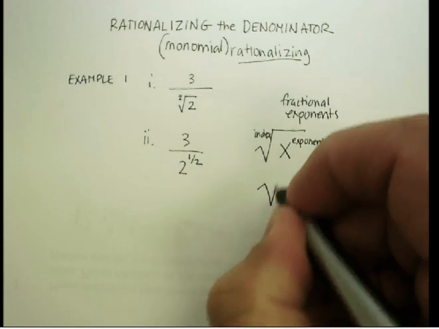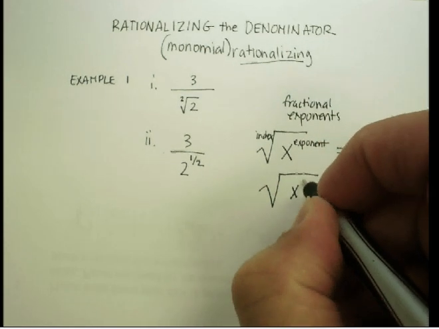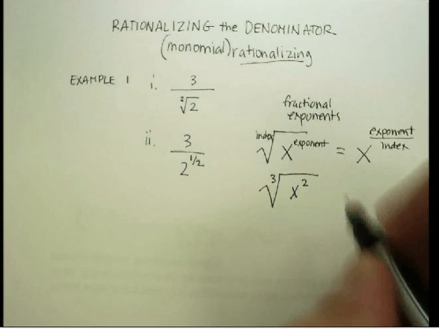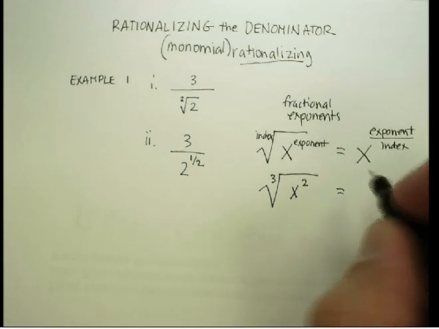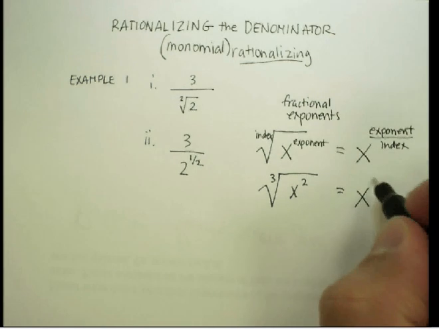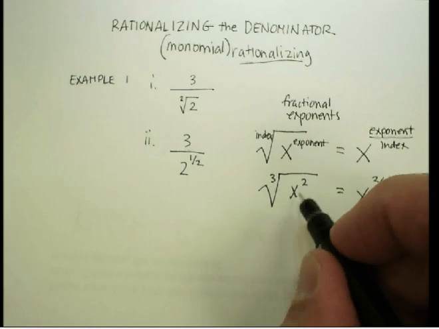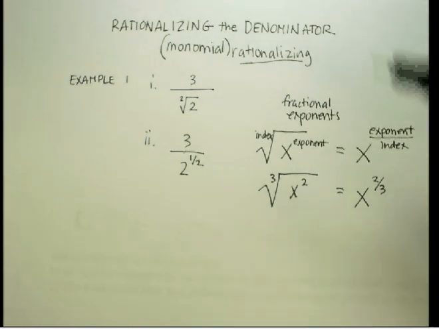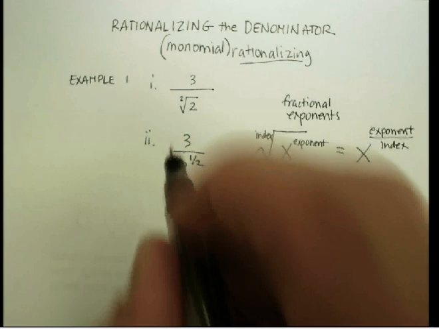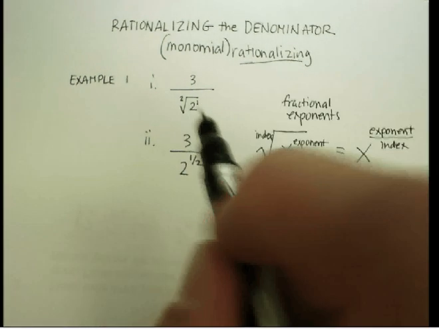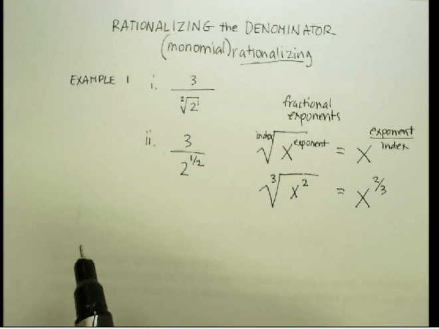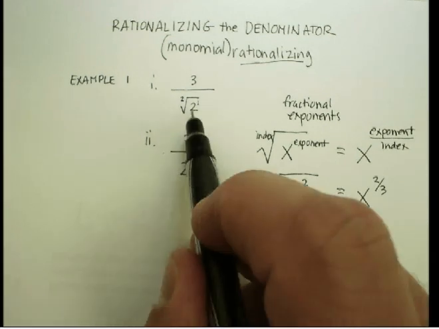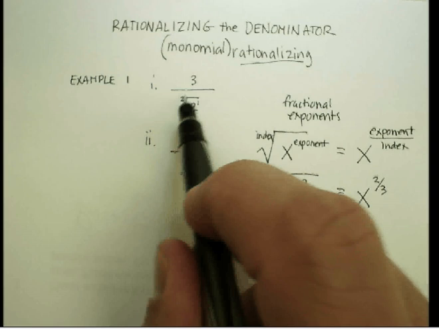So for example, I'm just putting this off to the side, let's say you had the cube root of x squared. To change that to a fractional exponent, you would say x to the exponent over the index. So you'd say the third root of x squared is x to the 2/3 power. Okay? So by that same token, let's go ahead and look at our particular problem again. Now notice that the exponent on the 2 is a 1. The index is 2, so you would say 3 over 2 to the 1 over 2, exponent over index.